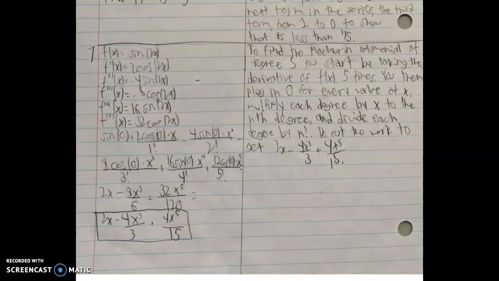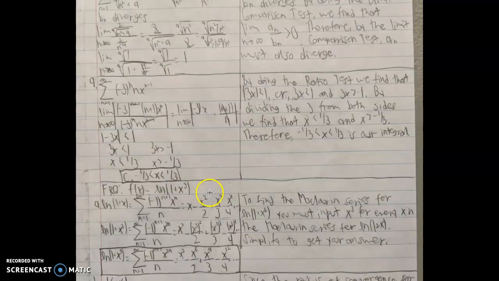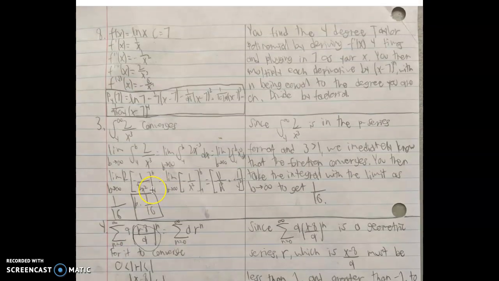Since the second and fourth degrees just equal 0, you don't see them in the final answer. The third degree comes out to be 8x cubed over 6, which simplifies to 4x cubed over 3. And the fifth degree comes out to be 32 times x to the 5th over 120, which simplifies to 4x to the 5th over 15. And that means the answer will simplify to A. Going way back up to number 8.